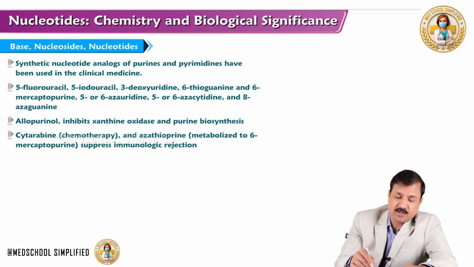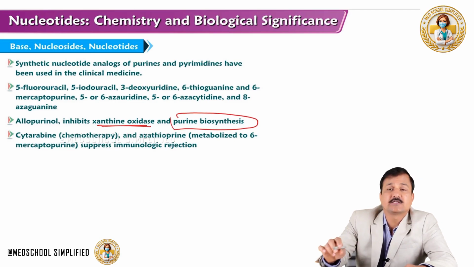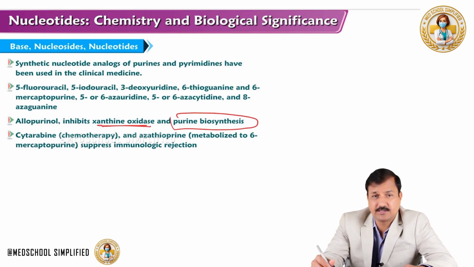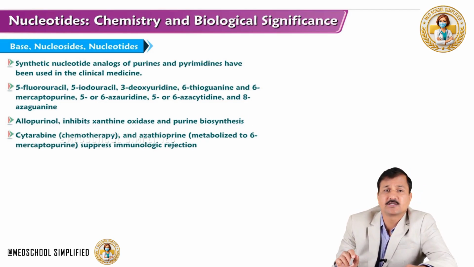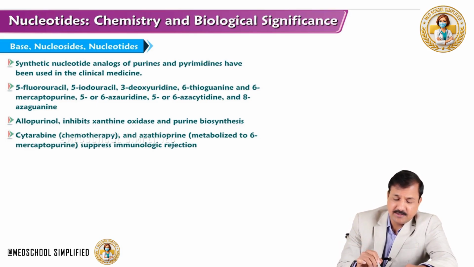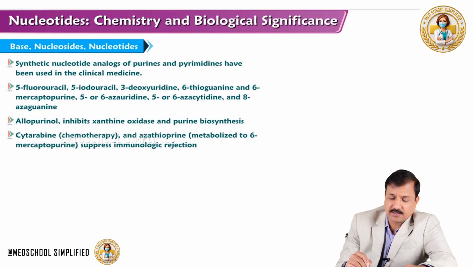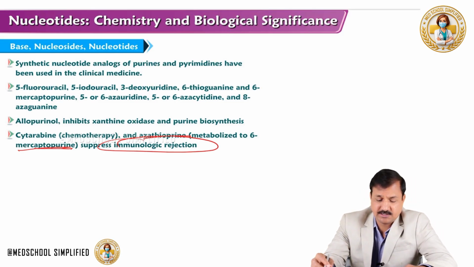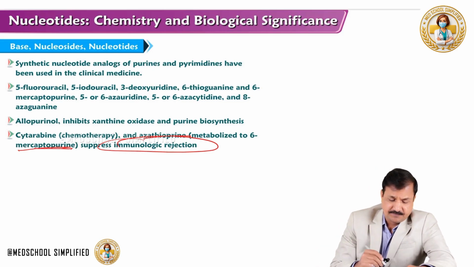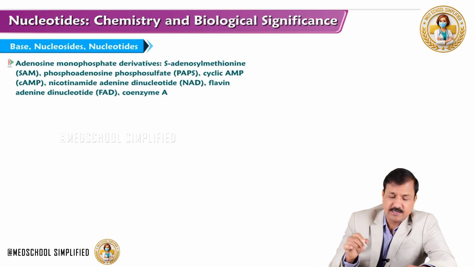And also allopurinol, which inhibits the xanthine oxidase enzyme and also inhibits de novo synthesis of purines, thereby controlling uric acid levels in the body. So allopurinol is an inhibitor of xanthine oxidase directly and of de novo biosynthesis of purines indirectly. Cytarabine is a chemotherapy drug, and azathioprine is metabolized to 6-mercaptopurine. They are used in suppression of immune rejection during organ transplantation. So those are some of the synthetic nucleotides that can be used.